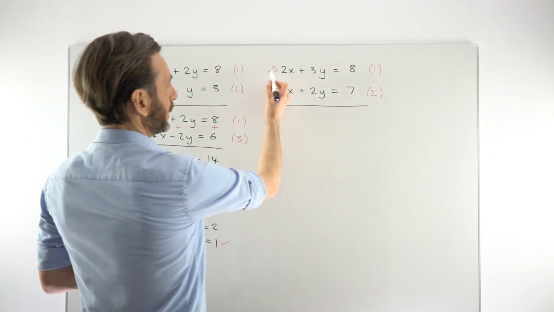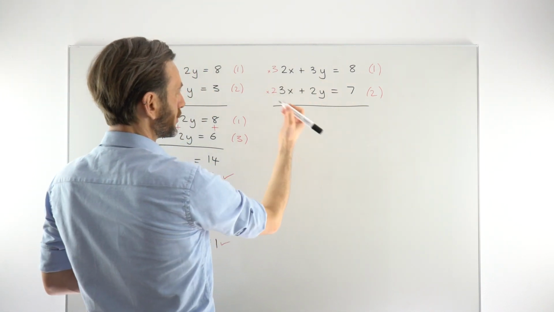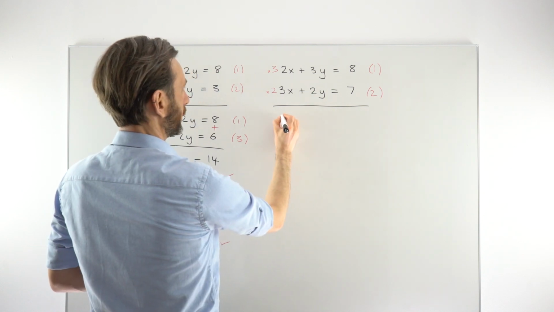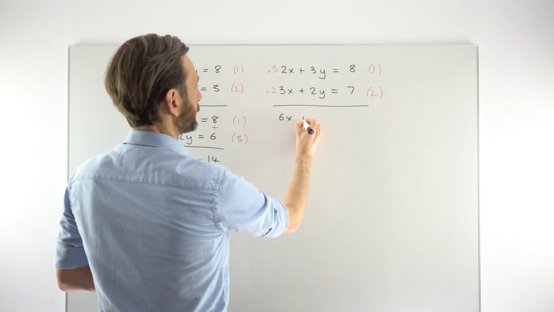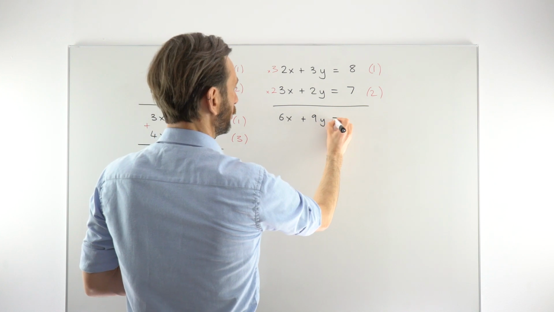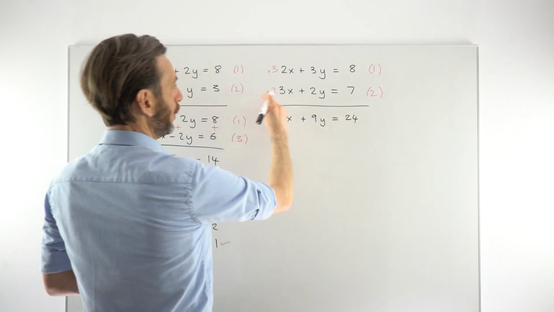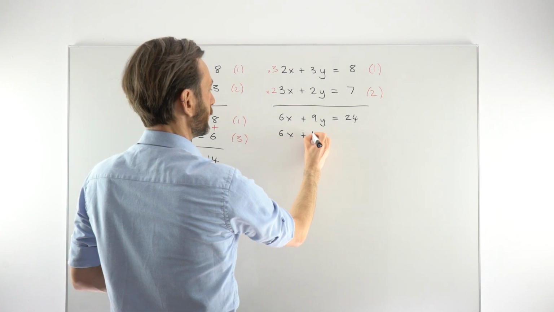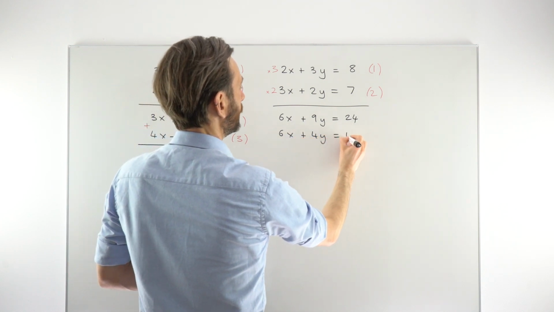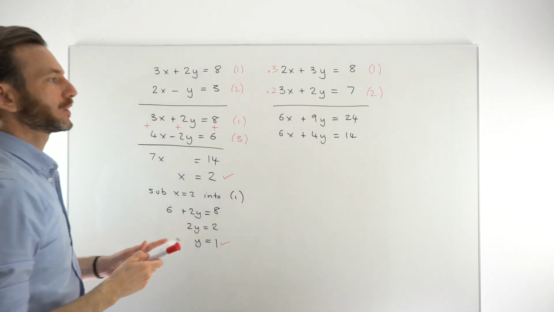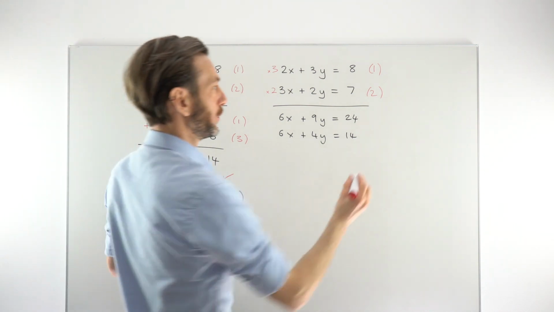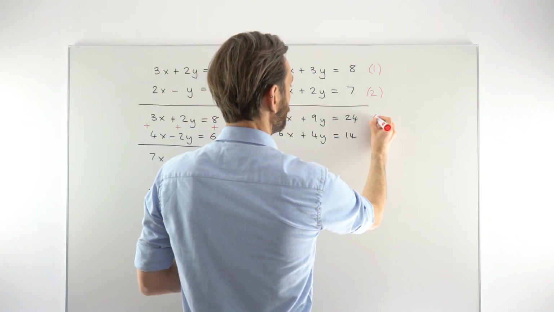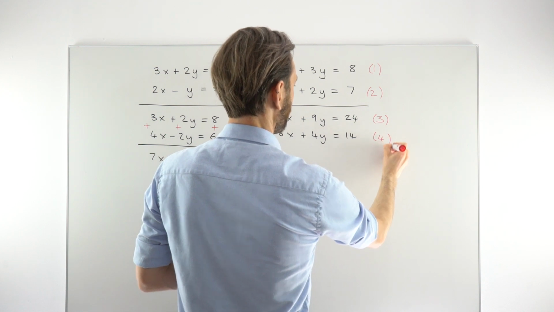So multiplying this first equation by 3, remember to multiply everything by 3. So we're going to get 6x plus 9y equals 24. Multiplying the second equation by 2, 6x plus 4y equals 14. Because we've created 2 new equations, let's go ahead and label them with 2 new labels, so equations 3 and 4.